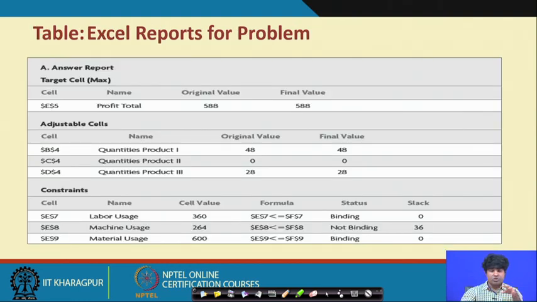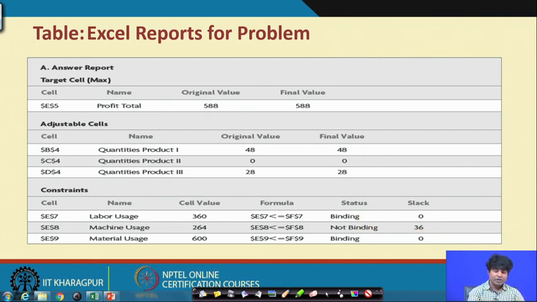So to summarize this particular problem, the original total profit will be 588 and the final value will be 588. As a result, the values of the decision variables will be 48 and 28. Coming to the constraints, the first one is binding, the third one is binding, and the second one is not binding. So the first and third constraints' resources are fully utilized and optimized, and the second constraint is not fully utilized, where the values of the decision variables x1 and x3 are optimizing the profit, and the value of the profit will be 588.